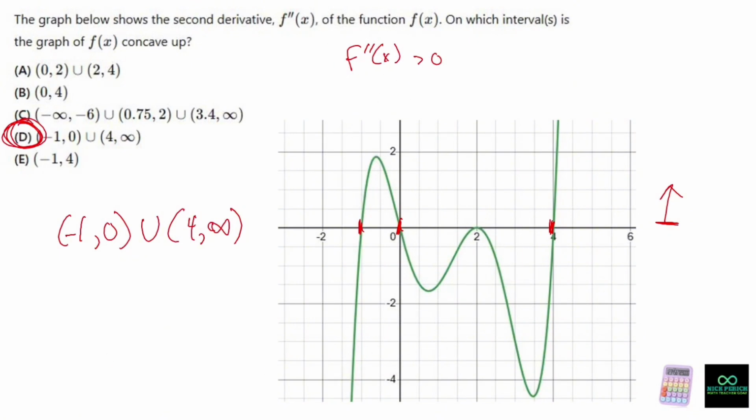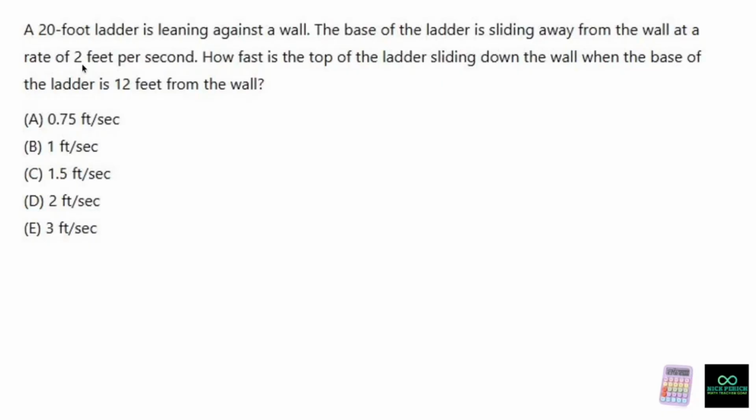No calculator needed. A 20-foot ladder is leaning against the wall. The base of the ladder is sliding away from the wall at a rate of 2 feet per second. How fast is the top of the ladder sliding down the wall when the base of the ladder is 12 feet away from the wall?